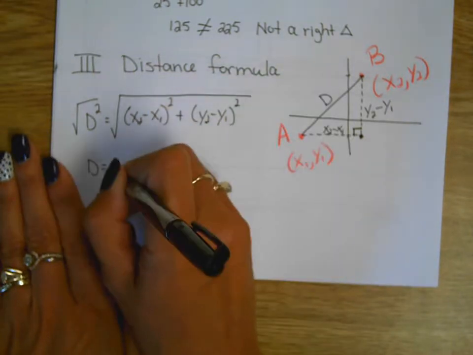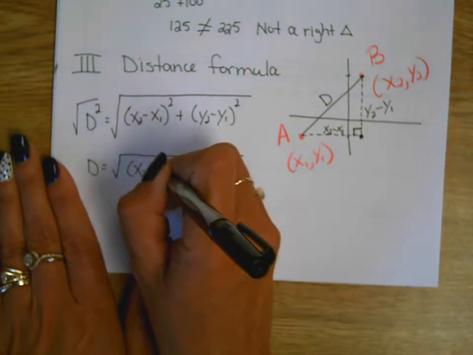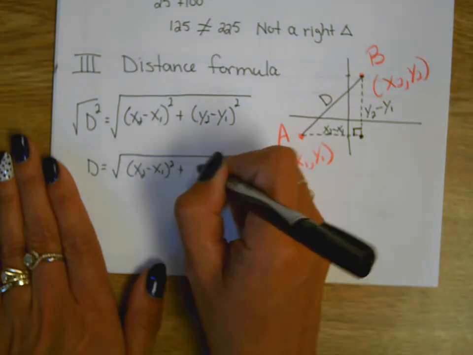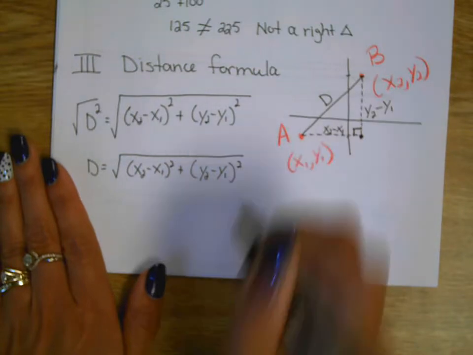Distance between 2 points in a plane is the square root of the x's subtracted and squared. Then add that to the y's subtracted and squared.